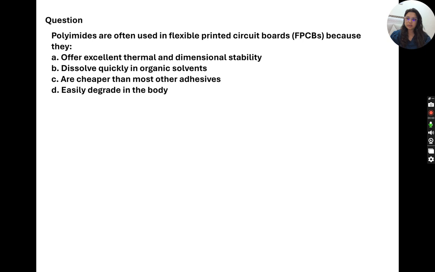So the question for this is: polyamides are often used in flexible printed circuit boards, FPCBs, because they offer excellent thermal and dimensional stability, dissolve quickly, are cheaper, or easily degrade. And this is a very simple question, as we just discussed the properties right now. So how can these polyamides be used in flexible printed circuit boards?